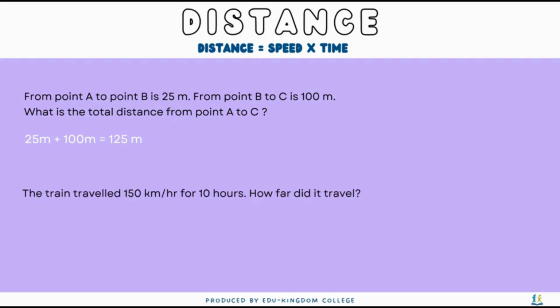This question says the train traveled at 150 kilometers per hour for 10 hours. How far did it travel? We can see that we were given a speed component and a time component. In other words, we need to use the formula distance equals speed times time. Putting the components together, distance equals 150 kilometers per hour times 10 hours, which gives us 1,500 kilometers. Therefore, the train will travel 1,500 kilometers.